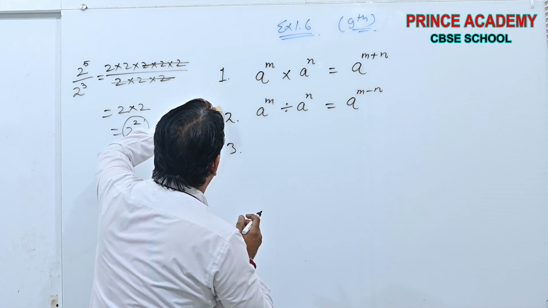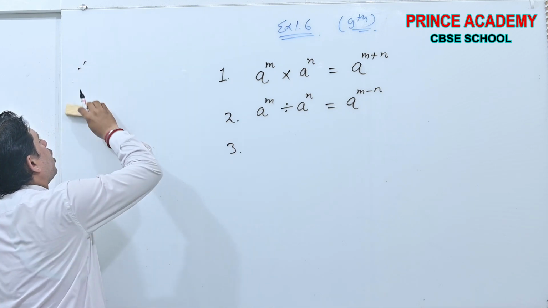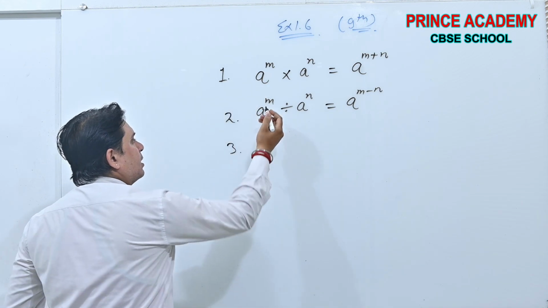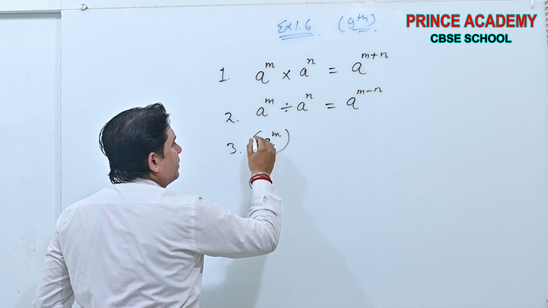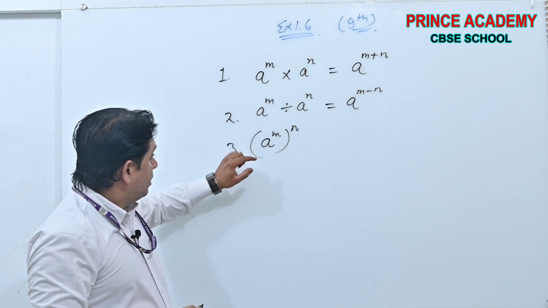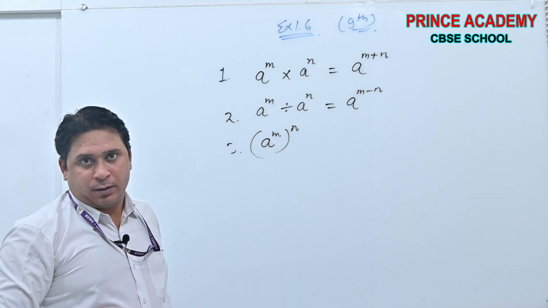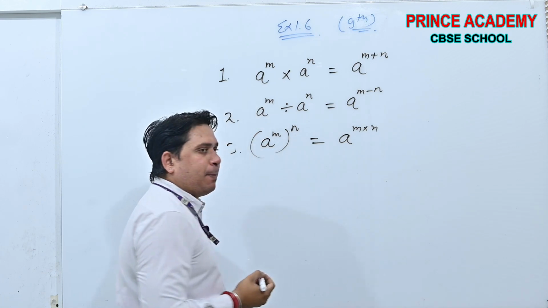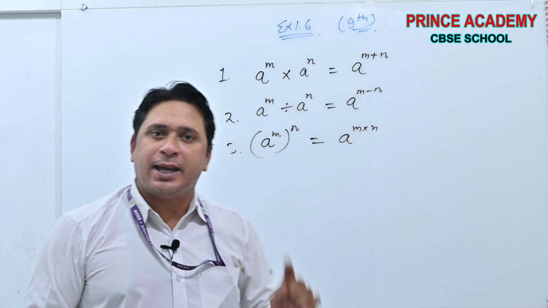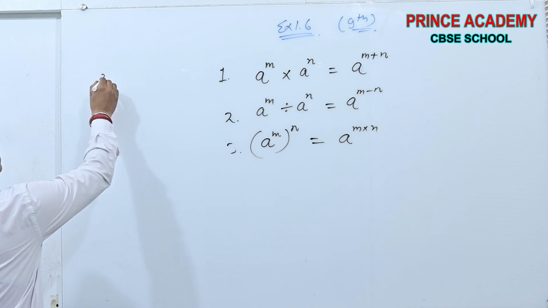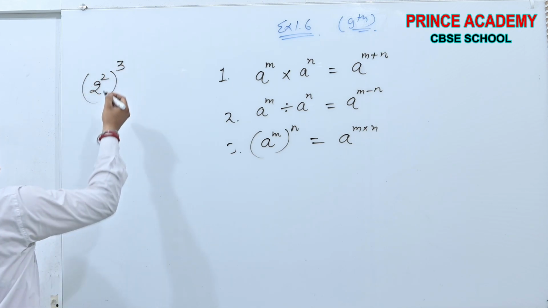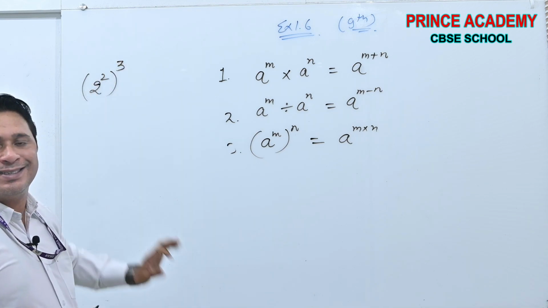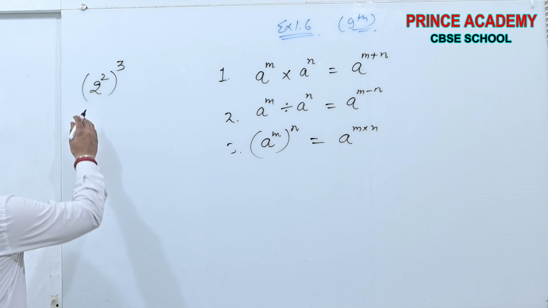Third rule. See beta, in the third rule, you all know na, that's why I am just writing. What is this? A raised to power m whole power n. Here is an exponent raised to some power. Here the powers will be multiplied. The powers will be multiplied. Let me again give you an example. 2 raised to power 2 and it's raised to power 3. Okay, beta. Now see.